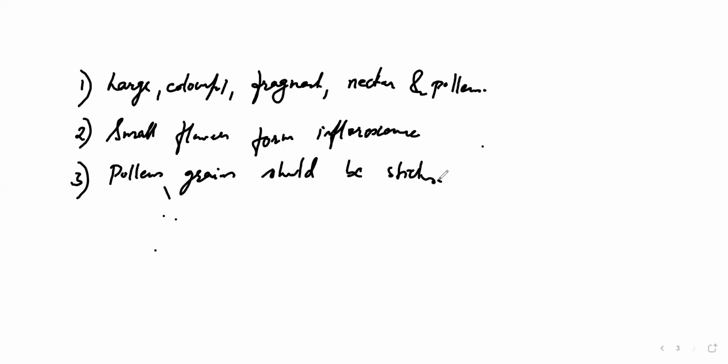Now let's see the next part. After the pollination is done, we already know about the embryo sac, its structure and all those things. Now here there is one more thing which is called outbreeding devices. Now, what are those outbreeding devices?